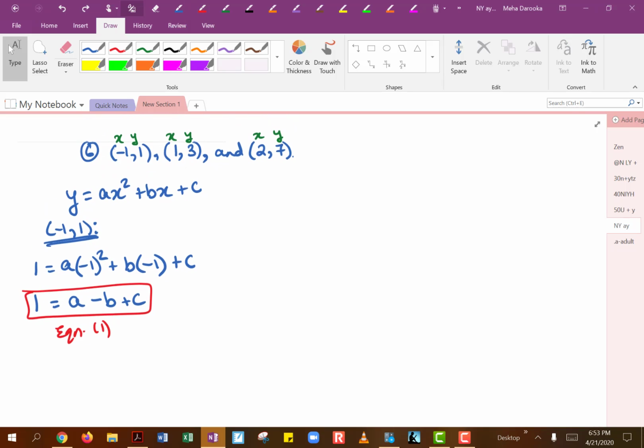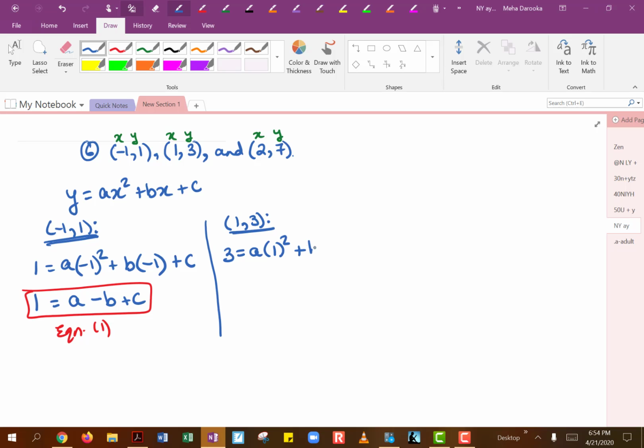Now let's do one with the second ordered pair. So that's 1 and 3. Again, y value equals 3. a times x, where x equals 1, so that's 1 squared, plus b times x, which is 1, plus c. So of course this will end up giving us 3 equals a plus b plus c, right? So this will be our second equation, equation 2.